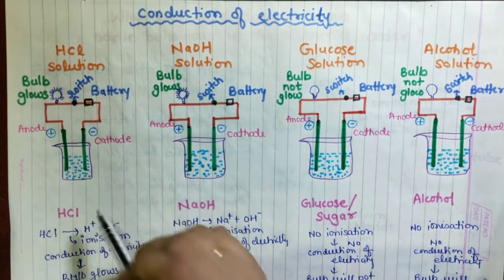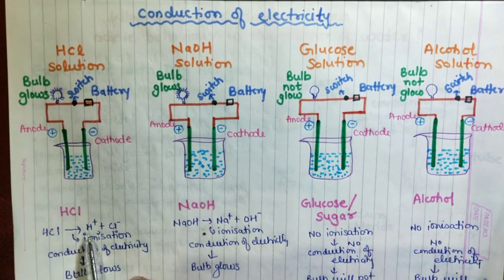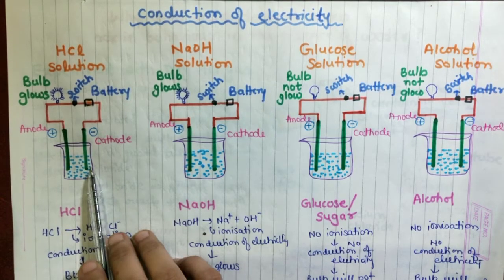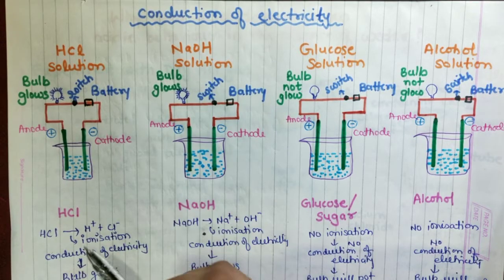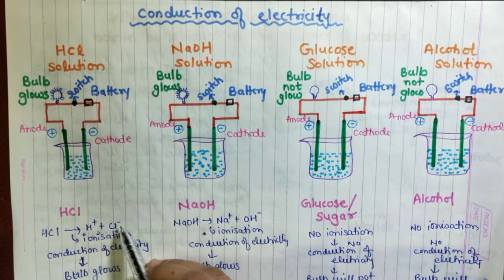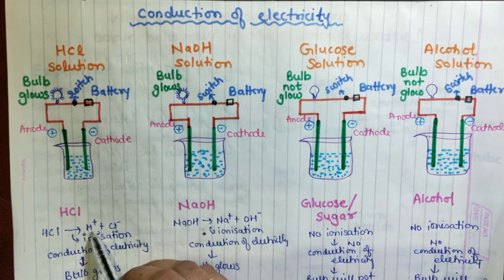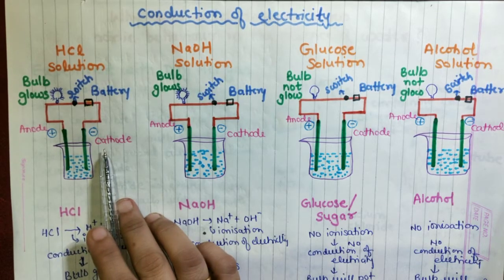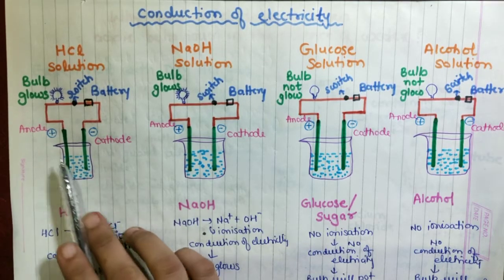Now the HCl solution will ionize. HCl will ionize into H plus and Cl minus. Due to this ionization, conduction of electricity takes place in the beaker. How? The H plus, being a positive ion, will move towards the cathode, that is the negative electrode, and the chloride ion will be attracted towards the anode.